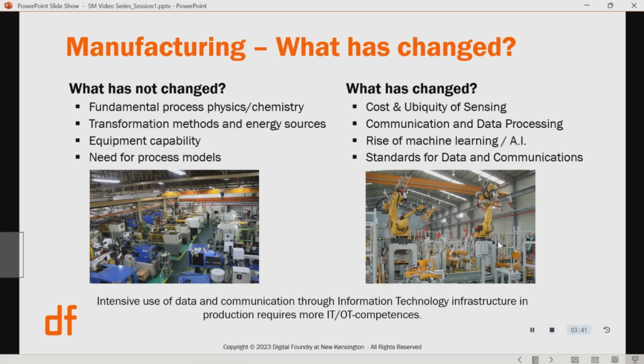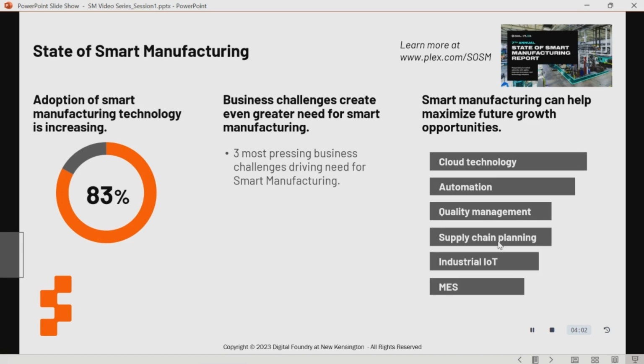The intensive use of data and communications through IT infrastructure is a radical change that we have seen in manufacturing and has led to the need for production requirements to have much more skills, competency, and integration of IT and OT in their operational processes.